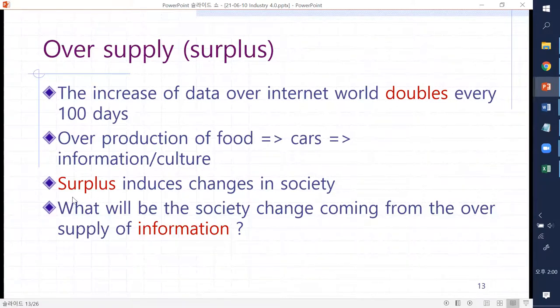So anyway, in old days, surplus induced change inside society. So what will be the next change of society because of the surplus of information or data? So we may think about this one.